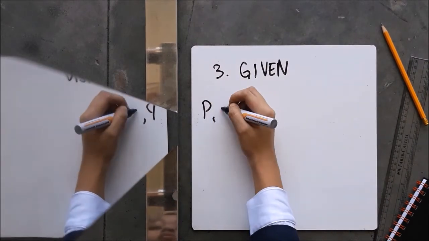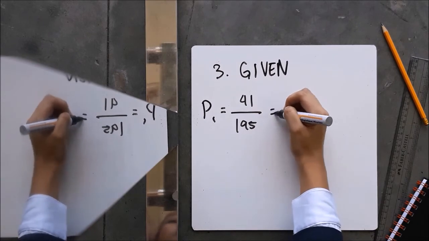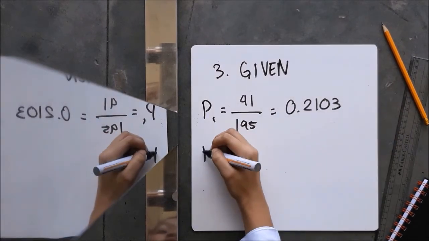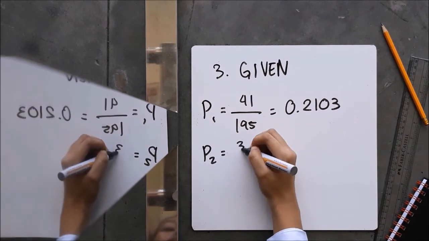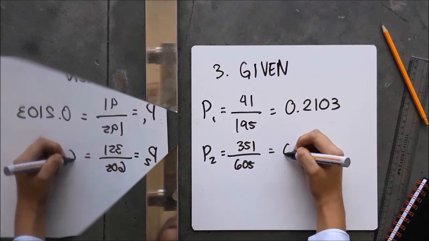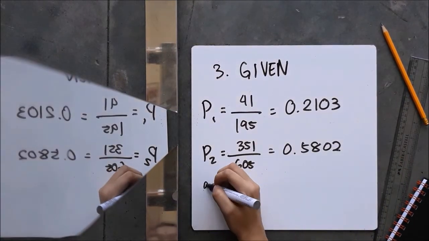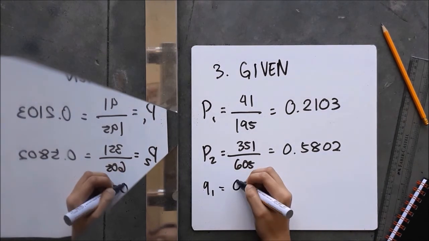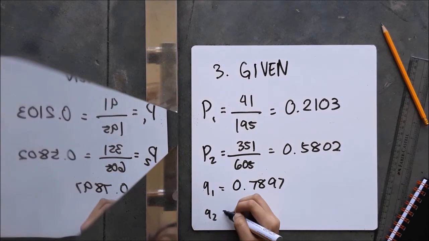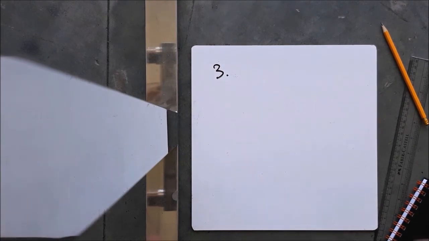The given P1, 41 over 195. Divide it and you'll get 0.2103. P2, 351 over 605. Divide it and you'll get 0.5802. To get Q1 and Q2, you must subtract 1 from your P1 and P2. Q1, 1 minus 0.2103, you get 0.7897. Q2, 1 minus 0.5802, you get 0.4198.